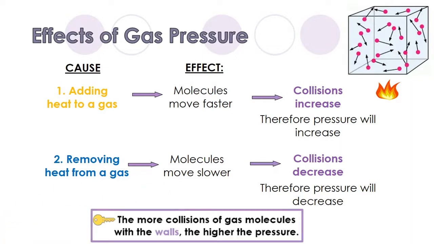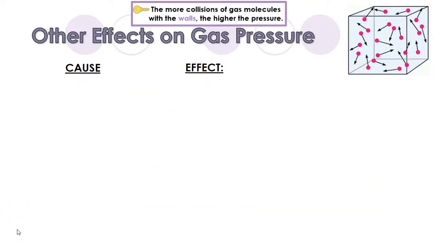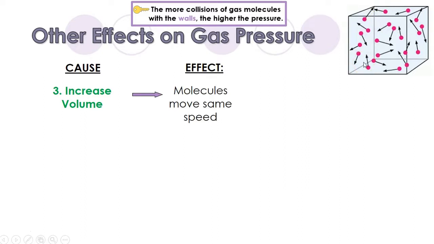So the key idea I want you to remember is the more collisions of gas molecules with the walls of the container, the higher the pressure. The fewer collisions against the walls, the lower the pressure. Let's talk about some more different effects on gas pressure. What happens now if we take this container and we increase the volume?